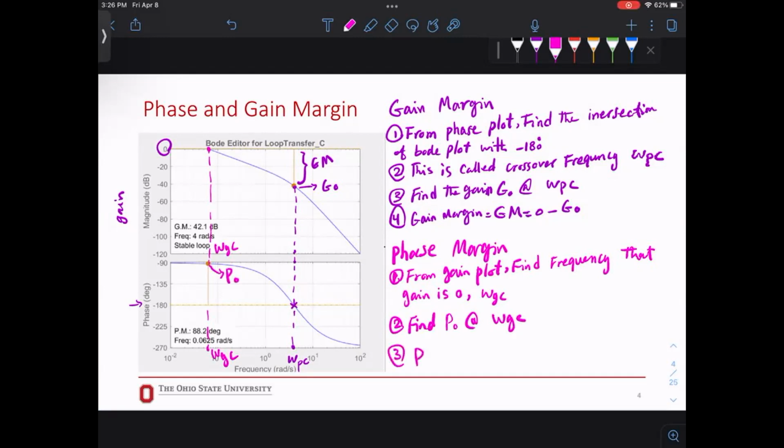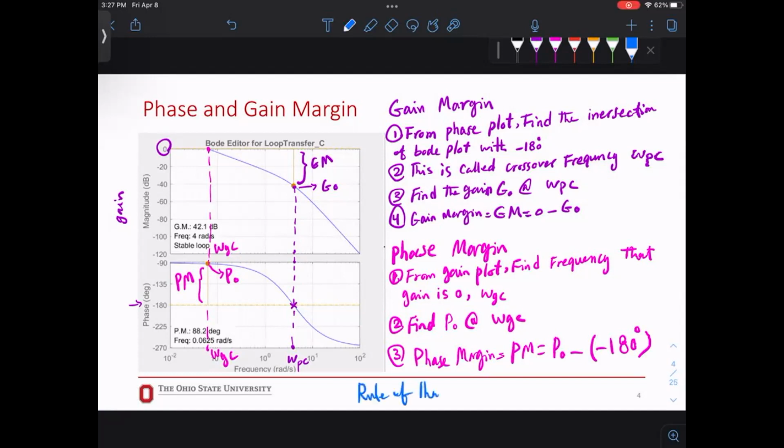So your phase margin, or PM, is going to be P0 minus negative 180 degrees, because you're finding the distance between here, right? This is your phase margin. Rule of thumb was we like the phase margin to be greater than 30, so a minimum of 30 degree phase margin. So rule of thumb, PM greater than 30 degrees. You can say equal also.